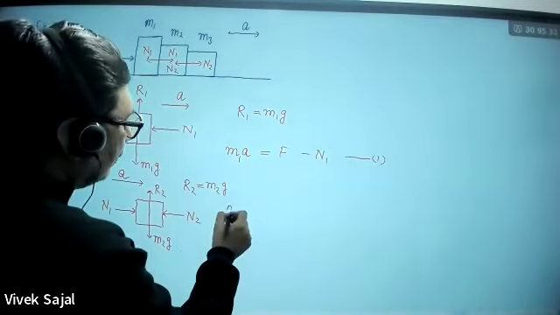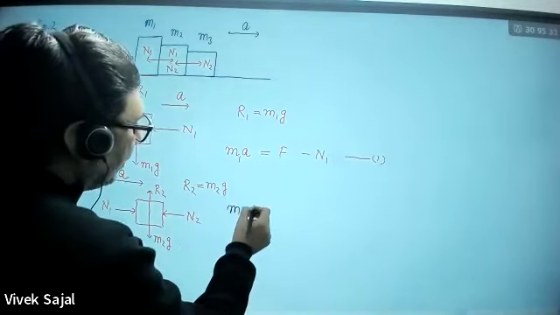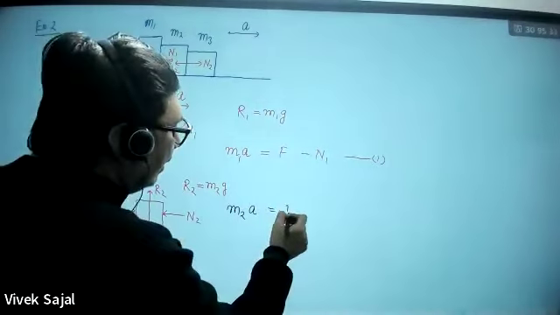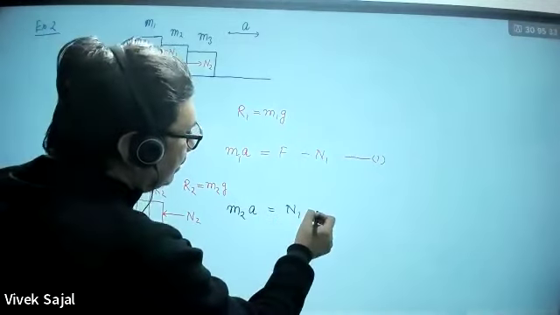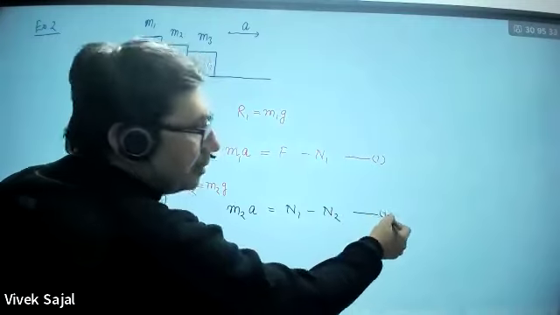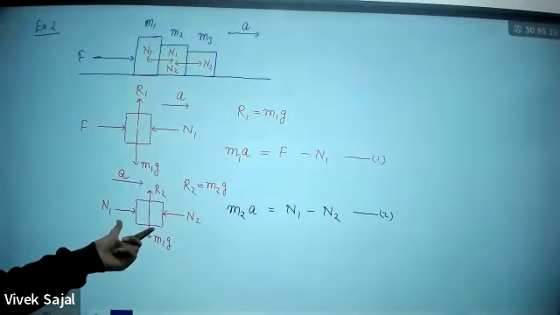So I can write this equation as M2A. And who is causing this acceleration? This N1 to the right, and the opposing force, that is N2. This is the second equation. So in this way, you have written the second equation.